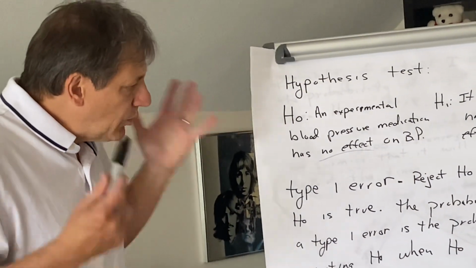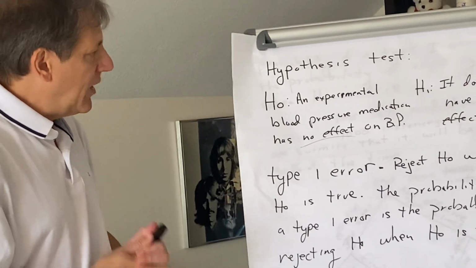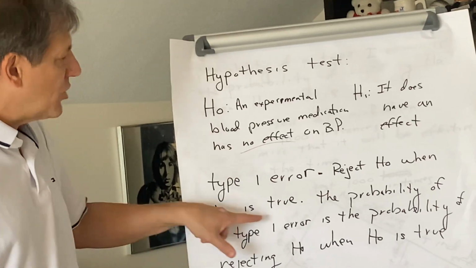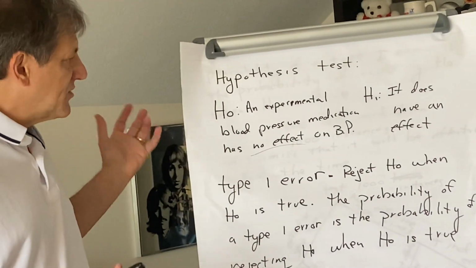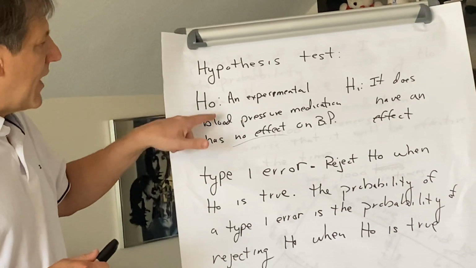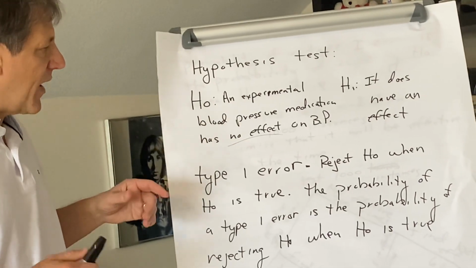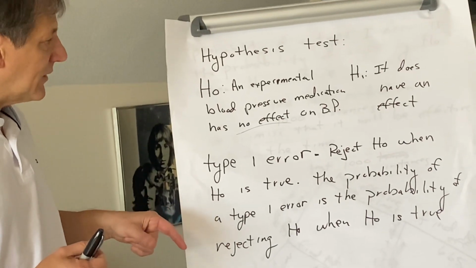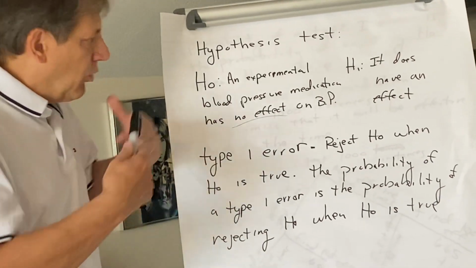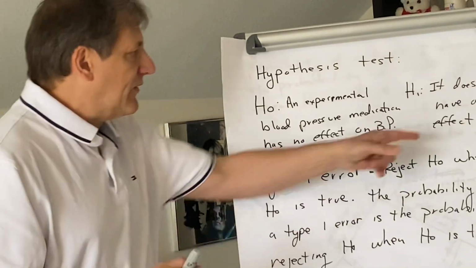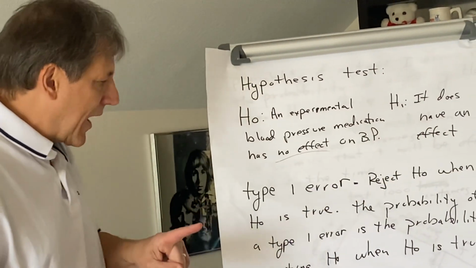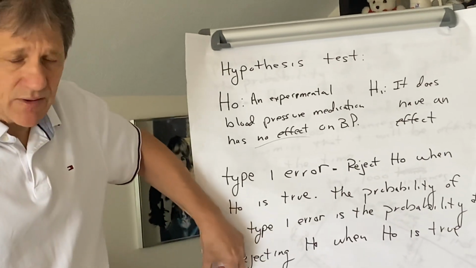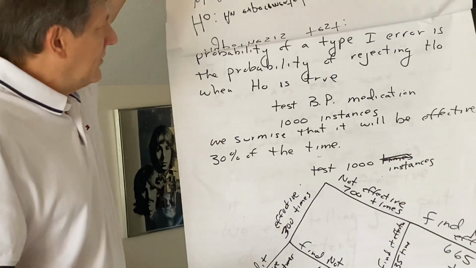Okay. What is a type 1 error? Type 1 error is when we reject H0 when H0 is true. So in words, it would be rejecting that the blood pressure medication has no effect when H0 is true, when it does not have an effect. Or another way of saying that is, it's believing that it has an effect when in reality it does not have an effect. This is the standard definition in basic statistics.